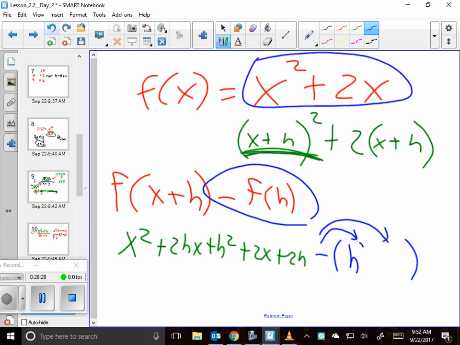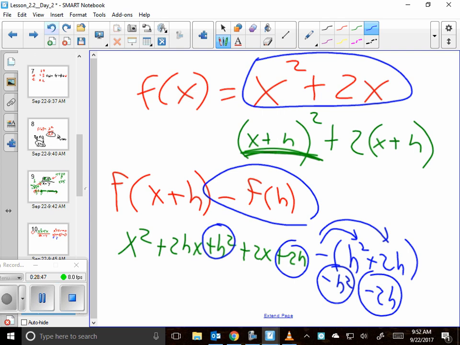h squared plus 2h. Now, negative h squared and negative 2h. And now the cool stuff happens. h squared and negative h squared cancel. 2h and negative 2h cancel. And all we have left is this, this, and this. So it's x squared plus 2hx plus 2x.